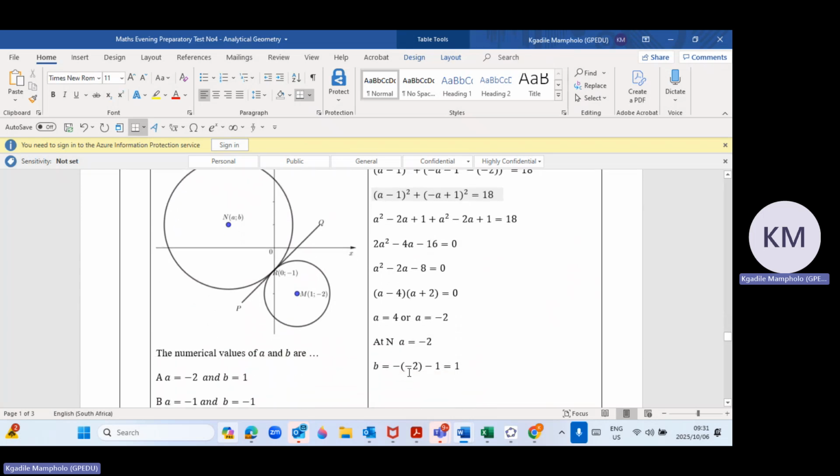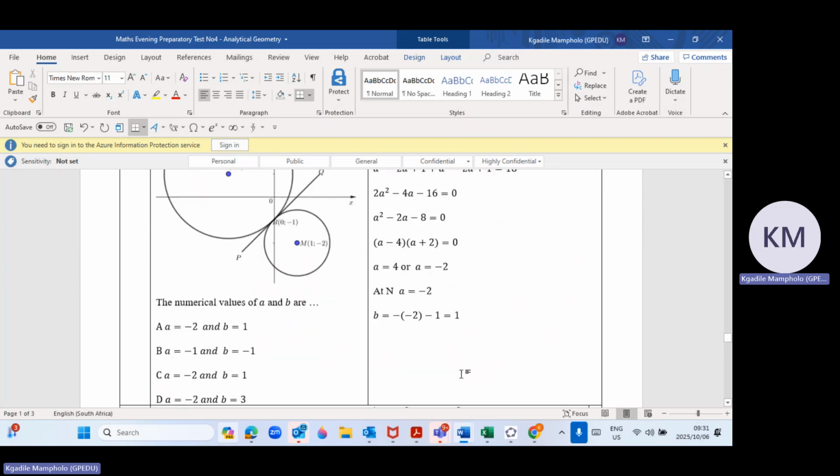Now to get b, you substitute into one of the equations, preferably the simplest one. Remember, in equation 1, we determined b as minus a minus 1. Then where there's a, you put minus 2. Then the answer will be positive 1. Then this will be the coordinate.